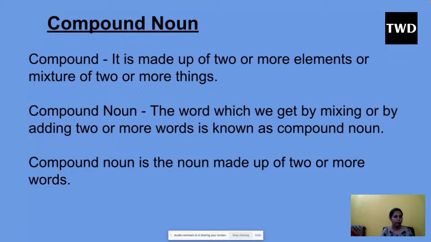Compound noun. If you all are students of science, you might know the meaning of compound, that is when two elements are mixed together, that process is known as compound. So compound meaning it is made up of two or more elements or mixtures of two or more things. Here in English grammar we mix two words to get a new word. So the word which we get by mixing or by adding two or more words is known as compound noun.